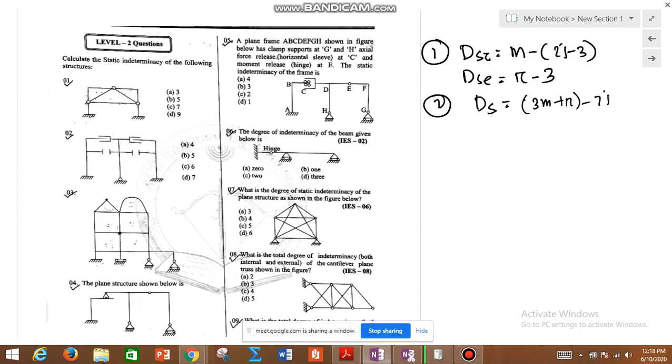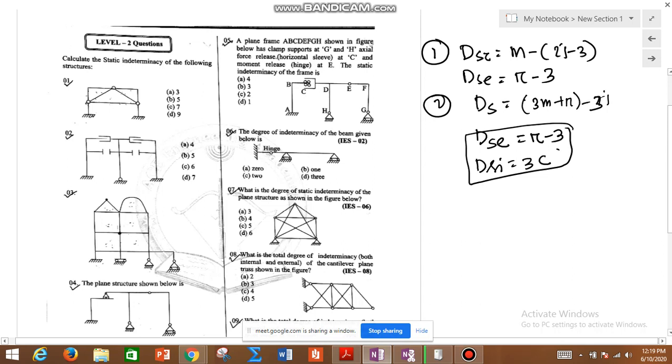So for the pin jointed frame, we already discussed the DSC is r minus 3 and the DSI is m minus 2j minus 3. And for the rigid plane frame, it is 3m plus r minus 3j, so this is 3 into j. And the DSC, external, has another form, r minus 3, and the DSI we find separately, that is 3 times c, where c is the number of cuts. Okay, this we have already discussed. So today we are going to solve these questions.